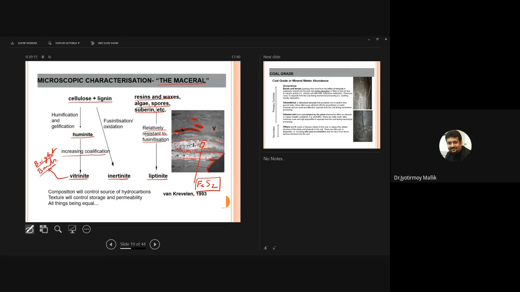Okay, fusinization or oxidation is the same thing. It's like making ash out of it. So if a coal has a lot of fusinite-rich layers, we call it a fusain band. And then how do you identify fusain in a hand specimen? If you put your hand there, it actually comes off and makes your hand dirty.